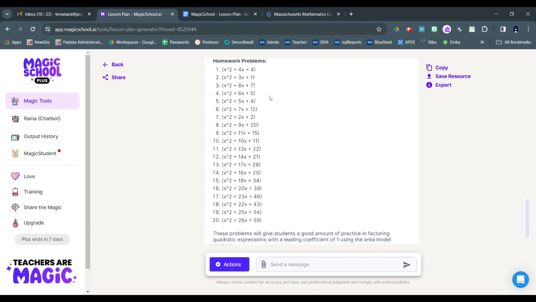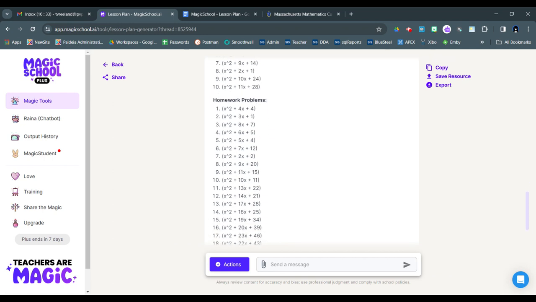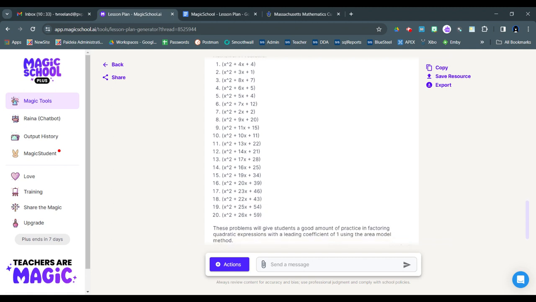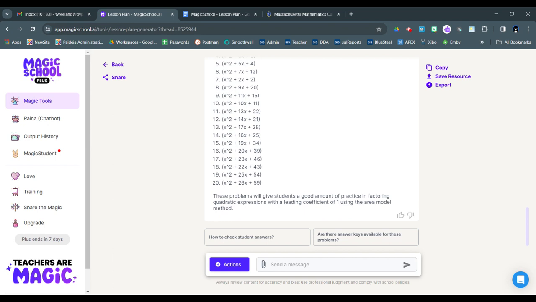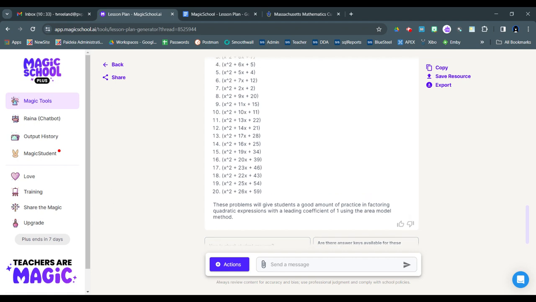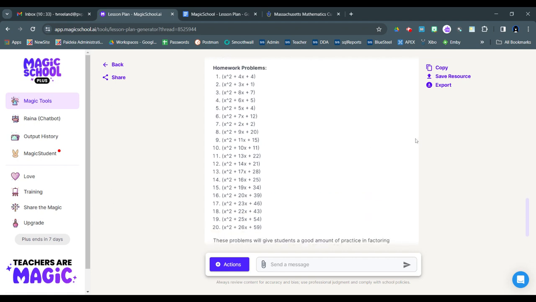Another thing that's interesting to note, it's kind of subtle, but the complexity is increasing. You'll notice that the earlier homework problems are easier, and then the numbers get larger, and therefore the problems get more complicated as the problem set increases. So it actually is a scaffolded, progressively challenging homework assignment that it created without me even asking it to do that. I think that's pretty nifty too.